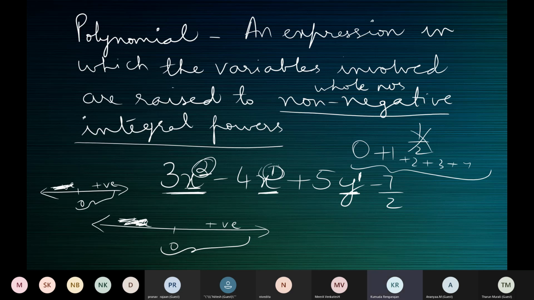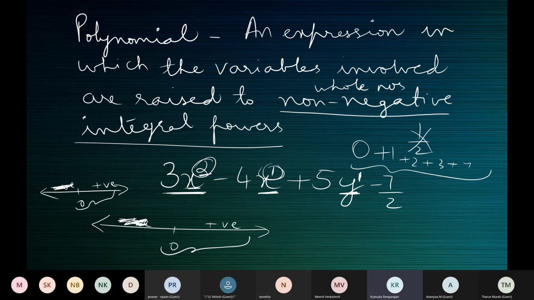And further, if you can recall, it's quadratic because the highest power is 2. It's quadratic in two variables, x and y. Okay, so this was just to recall what we mean by a polynomial.